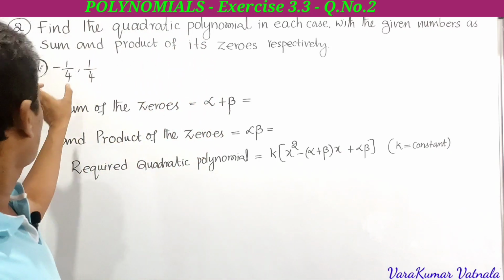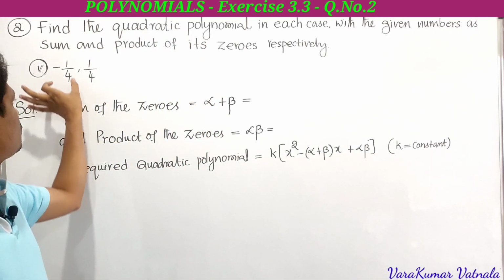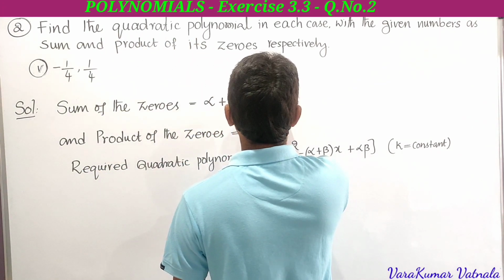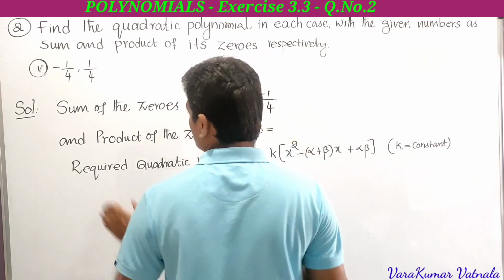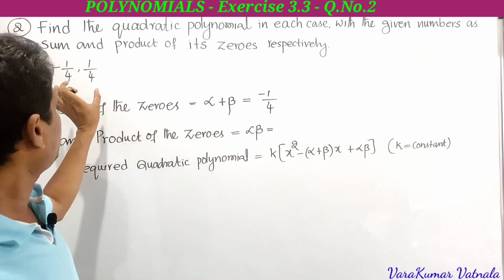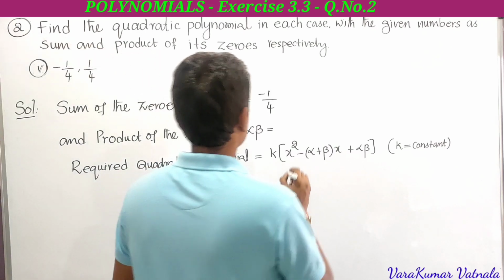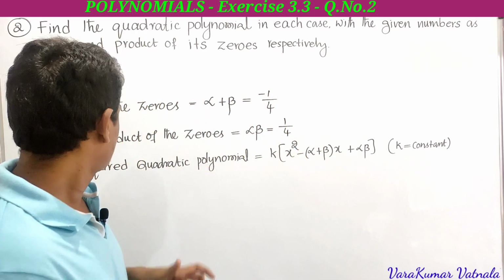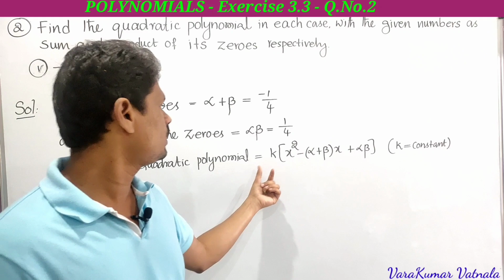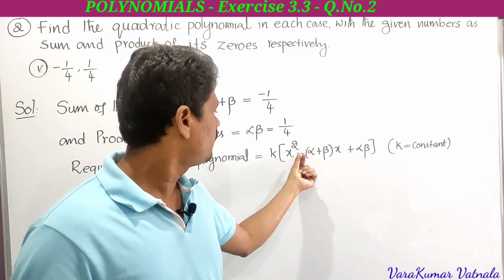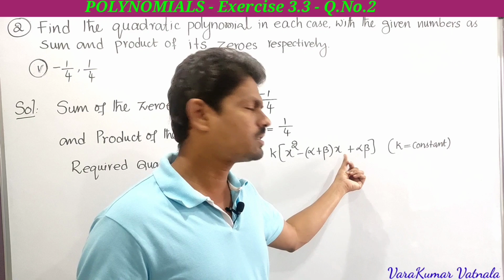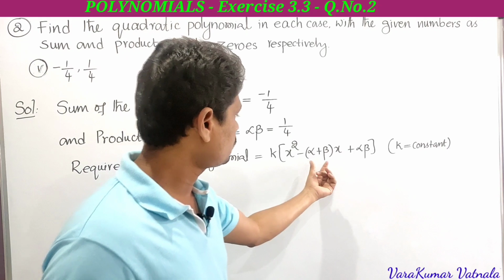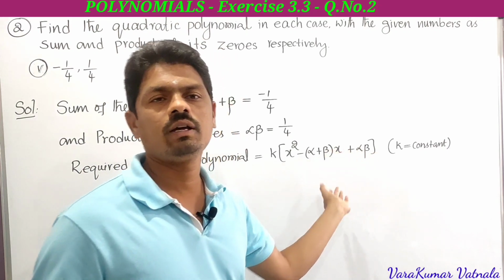So see here, minus 1 by 4 comma 1 by 4. The first one is the sum of the zeros, so it is denoted by alpha plus beta is equal to minus 1 by 4. And the second one is the product of the zeros. It is denoted by alpha into beta. So he has given it as 1 by 4. So these two values we have to substitute in the formula. Then the required quadratic polynomial is equal to k into x square minus alpha plus beta into x plus alpha into beta, where k is constant. So now we have to substitute alpha plus beta and alpha into beta in the formula.